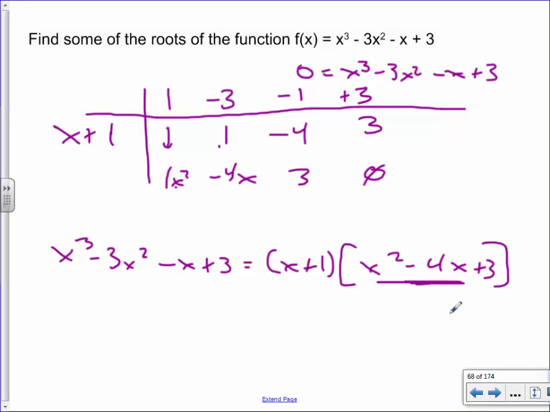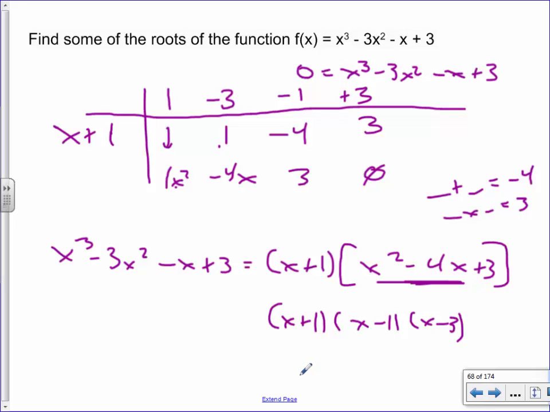One more thing here. This thing right here is now a quadratic. How do you factor a quadratic? Do you guys remember? Yeah, you're looking for numbers that add to give minus 4, and that multiply to give 3. Perfect, negative 1, negative 3. So you have x plus 1, x minus 1, x minus 3. Ta-da, it's factored.